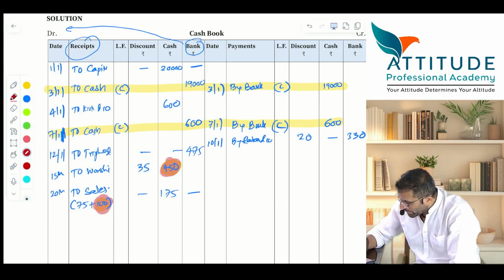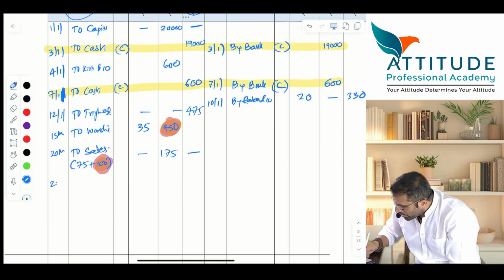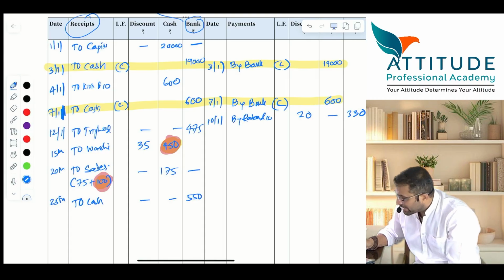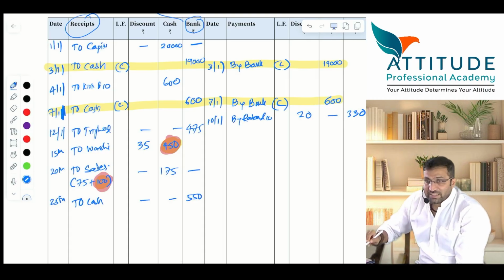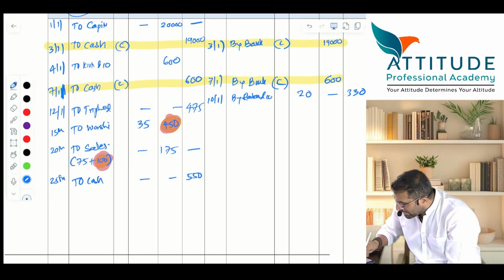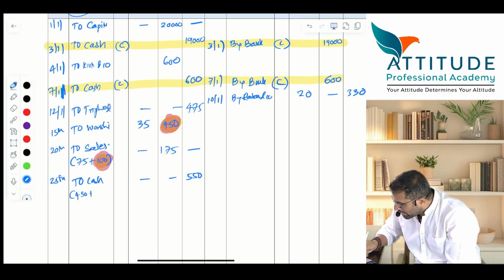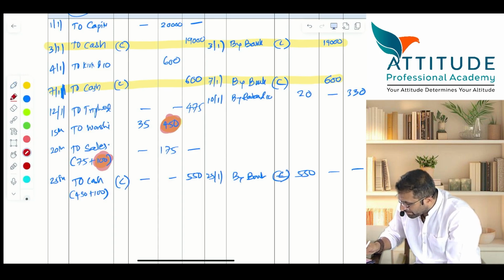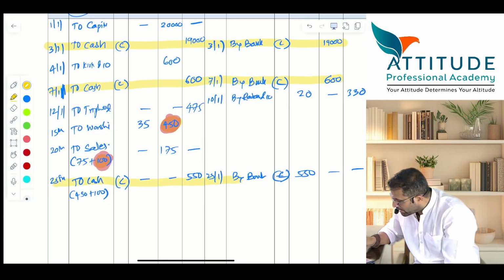Contra entry आता है. So 25th को क्या करने का बोलो? 25th को बैंक अकाउंट डेबिट टू कैश. विच कॉलम? बैंक कॉलम. कितना? 550. कैसा 550 समझ में आया? The things which are marked in maroon and brown, whatever color. Is that clear? That is 450 plus 100. So this is contra entry. Contra entry will come on the same line. 25th Jan. By bank in cash column 550. Contra entry. Contra entry comes on the same line.